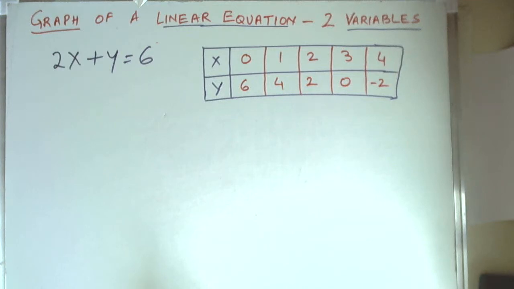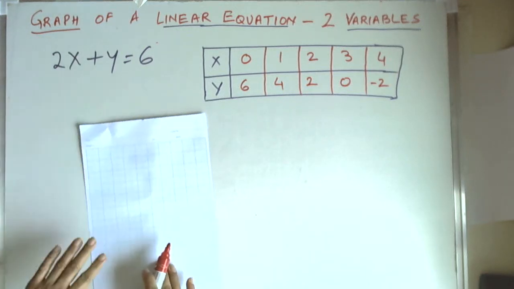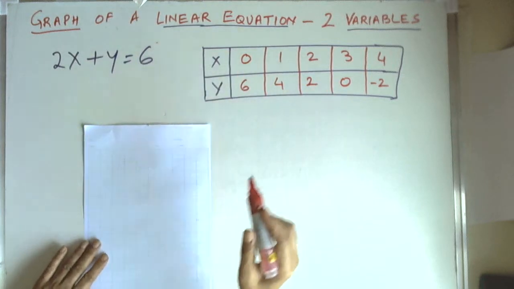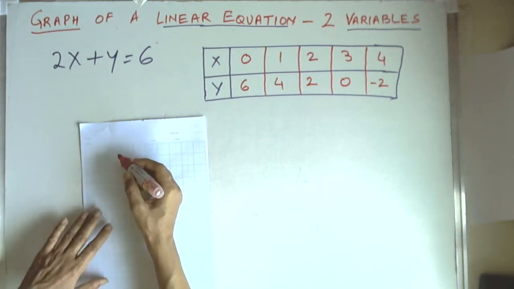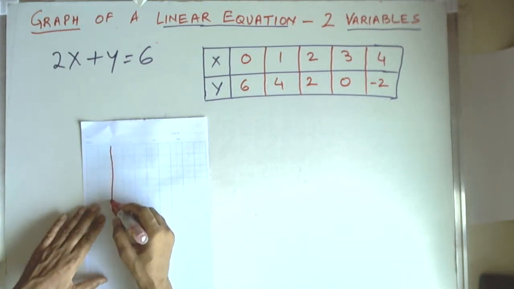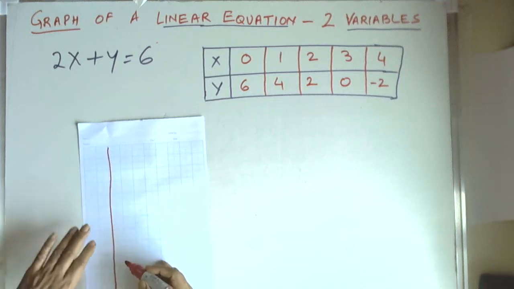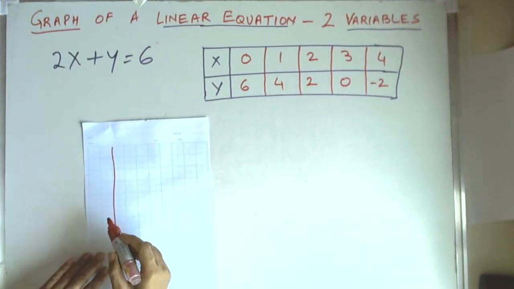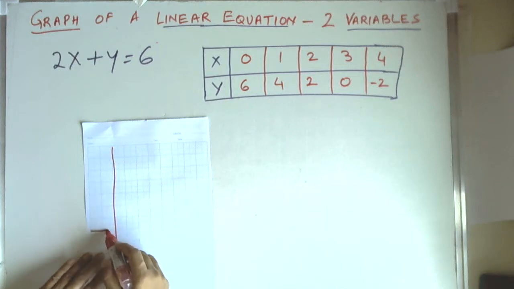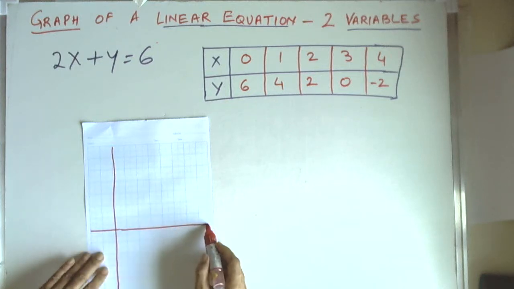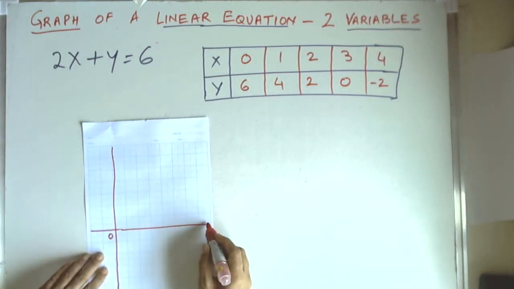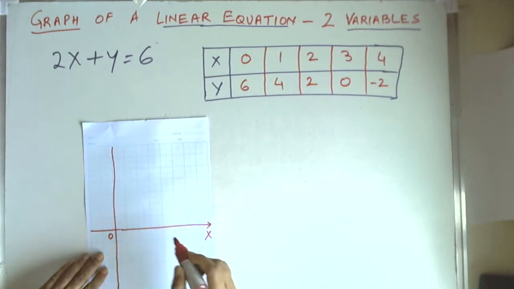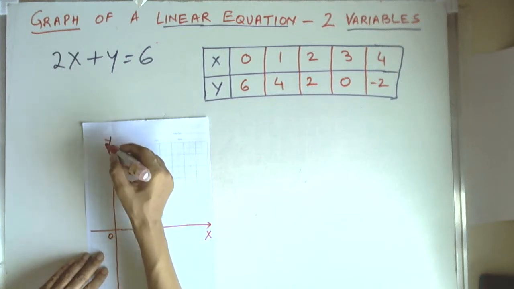So how do we draw this graph? The first step is we make the table. The second step is how to draw the graph. For drawing the graph, what we do is first we define the origin. Because we have most of the points in this region, this is the origin, this is the x-axis and this is the y-axis.